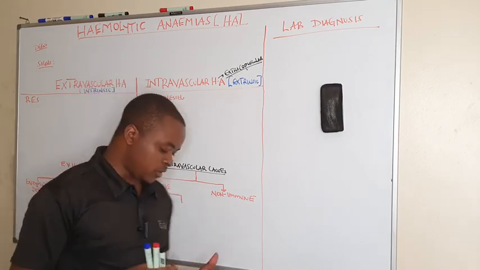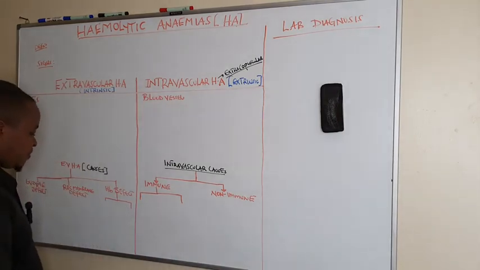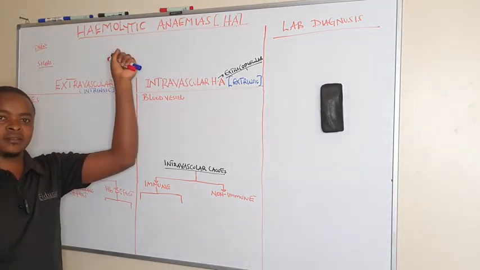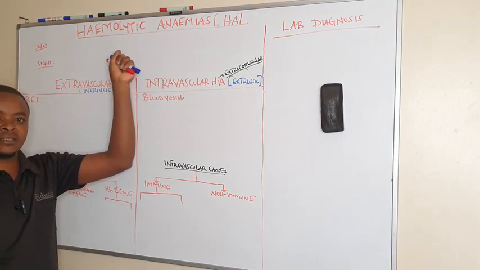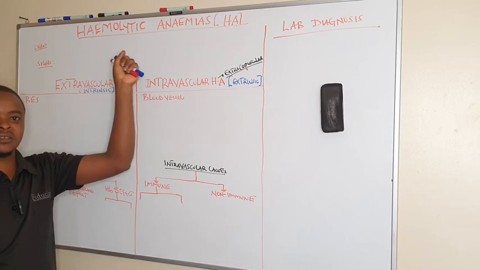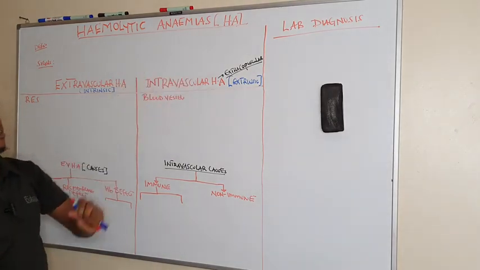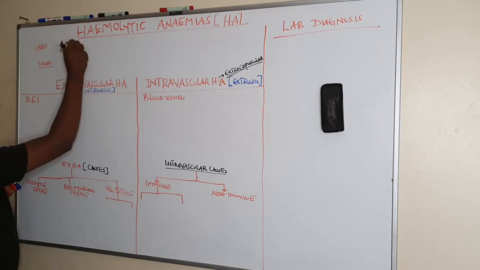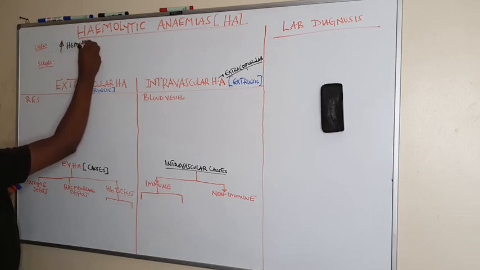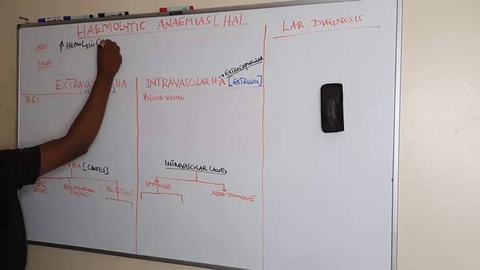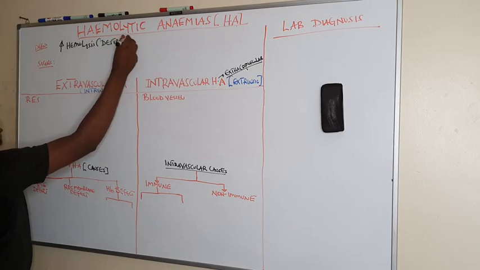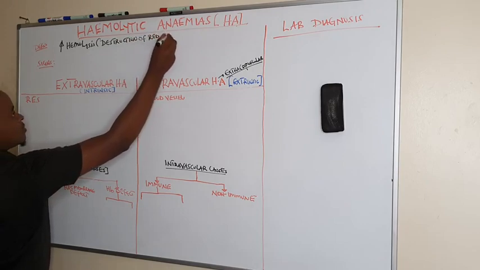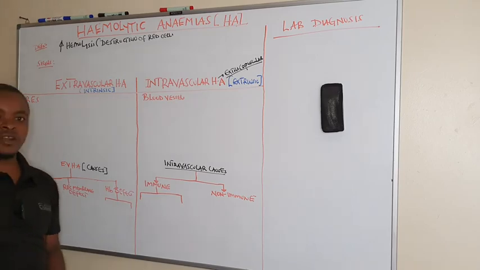So, hemolytic anemias. The word comes from hemolysis, whereby hemolysis is a breakdown of red cells. So hemolytic anemias are due to increased hemolysis of red cells, or you can say increased destruction of red cells before reaching their 120 days.